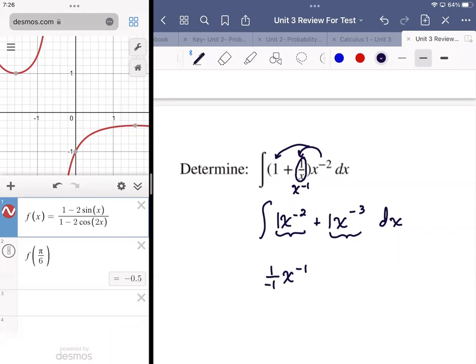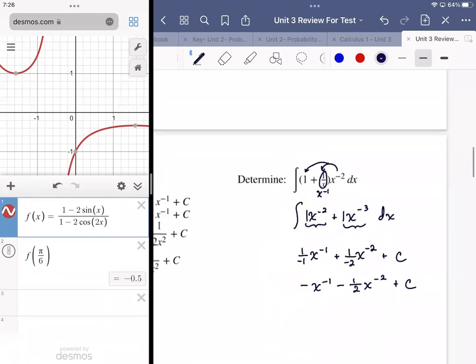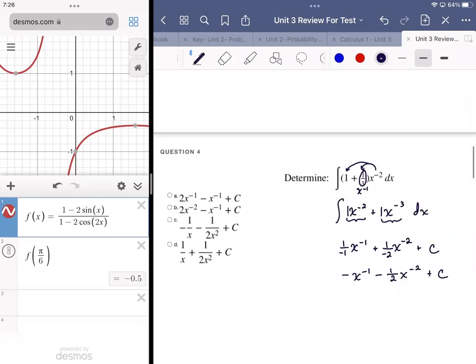So 1 over negative 1, increase the exponent by 1, divide by that new exponent, and throw on a plus c at the end, right? So I'm looking at negative x to the negative first minus 1/2 x to the negative second plus c. And then I look at my choices and I see that there's nothing like those. Well, actually there are, except they're written in a little bit of a different form.